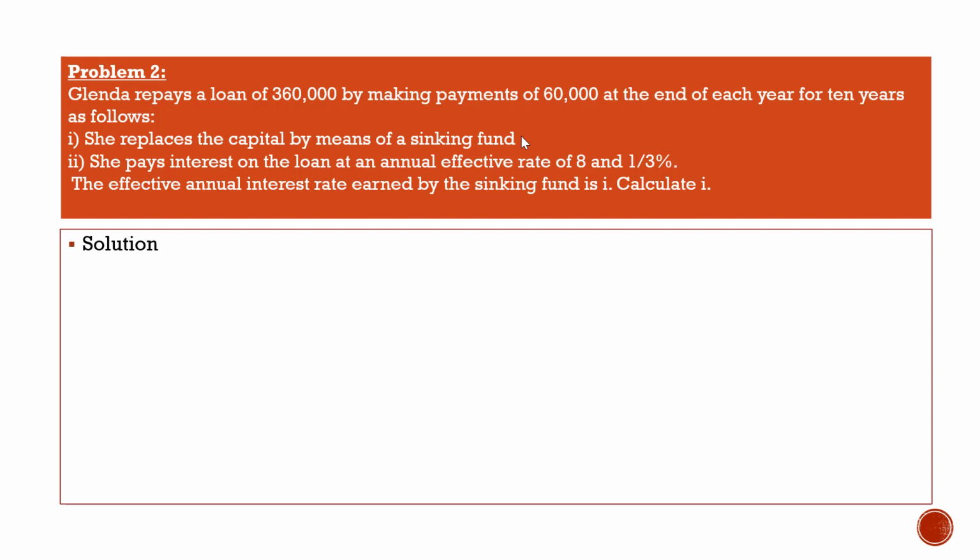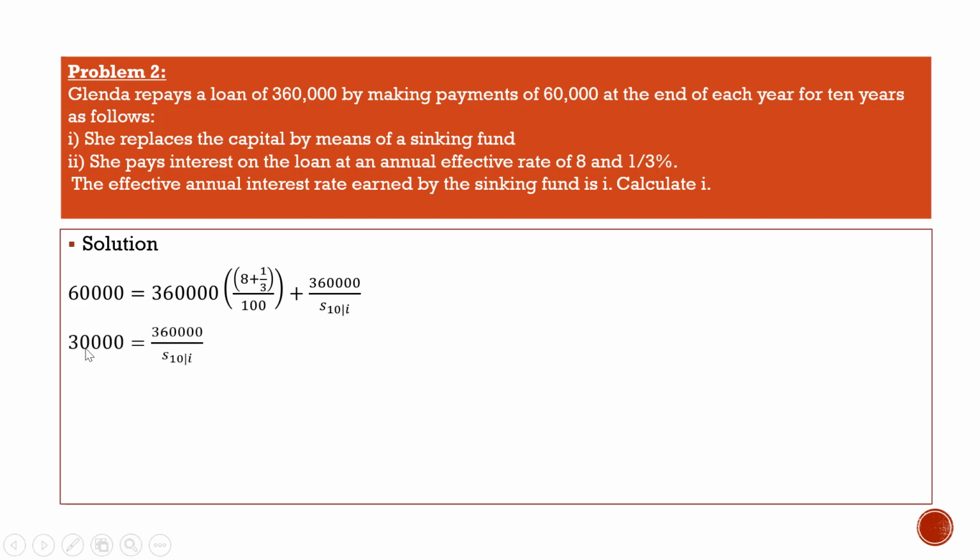So under SF deposits, the 60,000 annual payment consists of two portions. The first portion is the interest paid to the lender with 8 1/3%, and the second portion is the SF deposits. The first portion is 360,000 times 8 1/3 divided by 100, and the second portion is 360,000 over s angle 18 at I. So we have 30,000 equal to 360,000 over s angle 18 at I, and I is 4%.